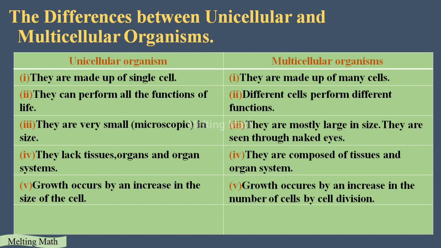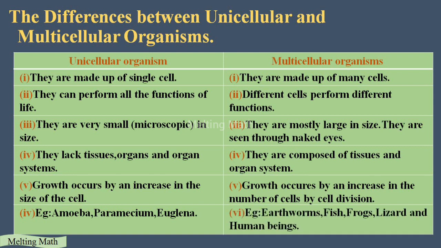In our body, cell division happens all the time. When a cell breaks up, it forms two or three or four cells. When that cell division happens, the size of the body also increases automatically. Okay, next see the examples. Examples of unicellular organisms are amoeba, paramecium, and euglena. We already discussed it. Examples of multicellular organisms are earthworms, fish, frogs, lizards, and human beings. We already discussed it.